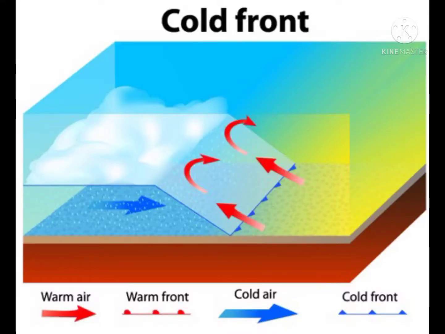So first, let us know what is a cold front. A cold front structure will be visible when a cold air mass drives into a warmer air mass. Cold fronts can create sensational changes in the weather. They move quickly, up to twice as quick as warm fronts.